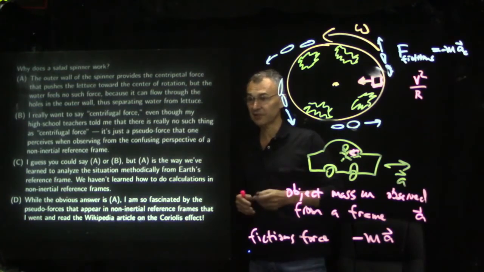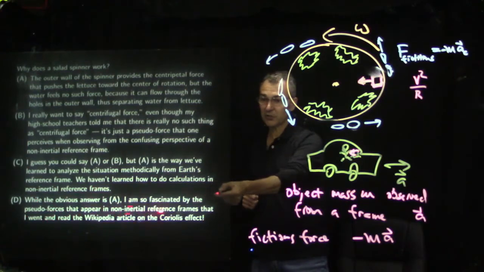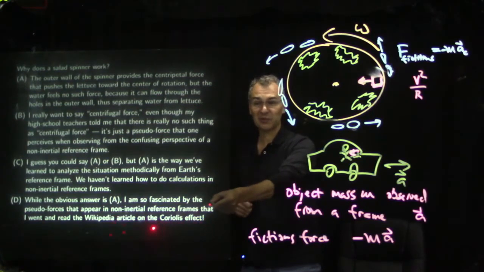I'm still digressing. While the obvious answer is A, I'm so fascinated by pseudo-forces that appear in non-inertial reference frames, I want to read the Wikipedia article on the Coriolis effect. You could do that, actually. If you do read the Wikipedia article on the Coriolis effect, and if you learn something worthwhile, you can let me know for an extra point.